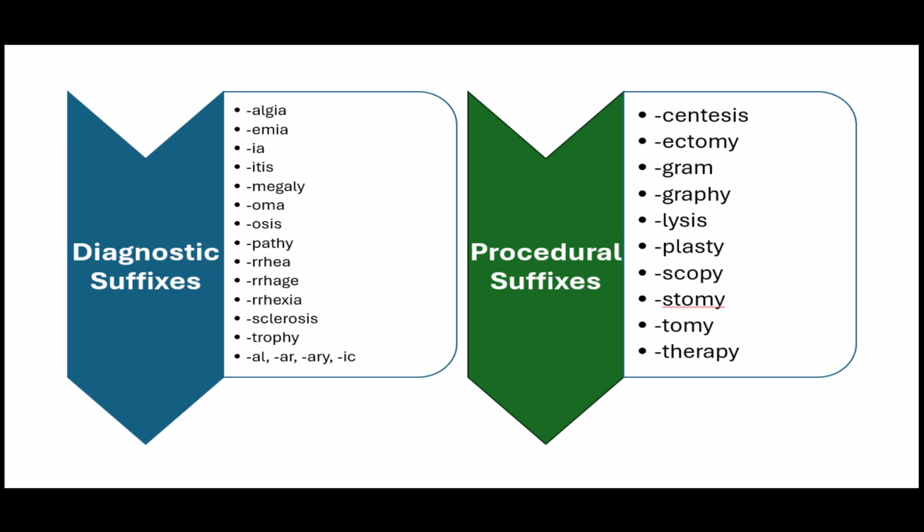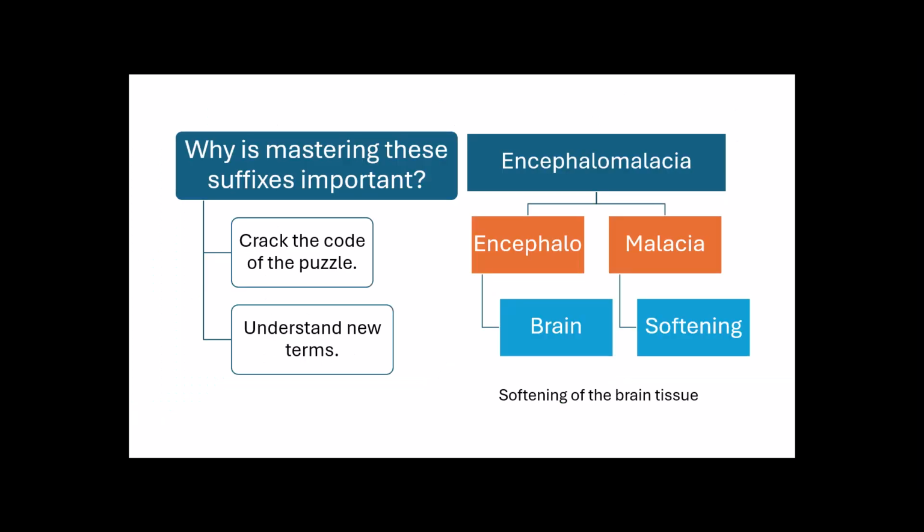So let's zoom out. We've gone through all these terms. Why is mastering this so critical for the students listening? Because, like we said at the beginning, it's not a phone book, it's a logic puzzle. If you master these suffixes, you crack the code. You can see a word you've never encountered before on an exam, like, say, encephalomalacia. Okay, I have no idea what that is. I'll let you know the parts. Encephal means brain, and if you know that malacia means softening, you can figure out it means softening of the brain tissue without ever looking it up. That's the power of it.